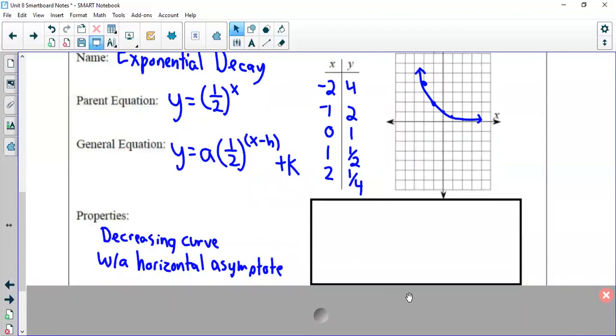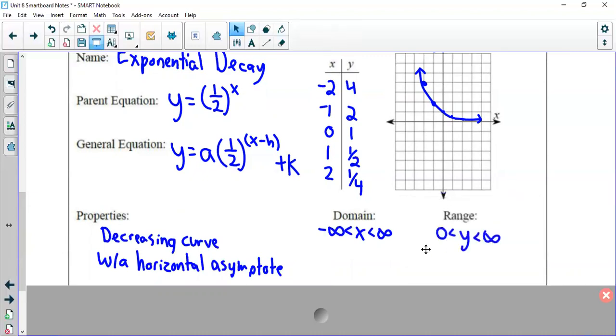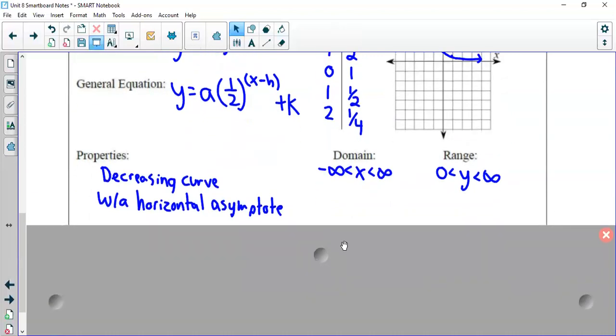So this is a decreasing curve with a horizontal asymptote still. Our domain is still -infinity is less than x, which is less than infinity. Goes left forever, it goes right forever. And the range is 0 is less than y, which is less than infinity. Because again, we're never touching that y equals 0. Can't touch it. MC Hammer, the asymptote line.